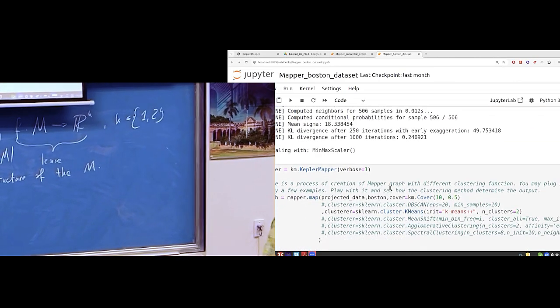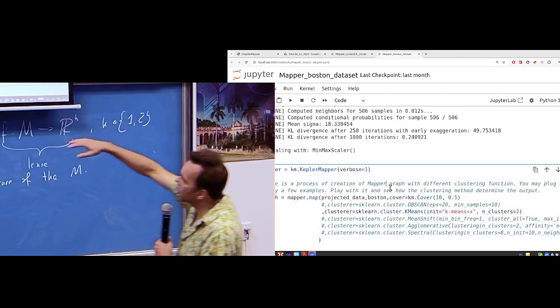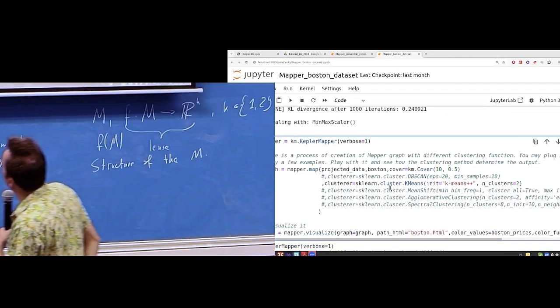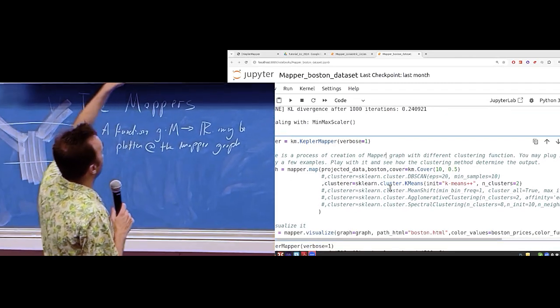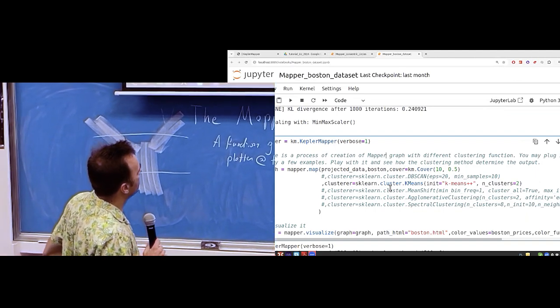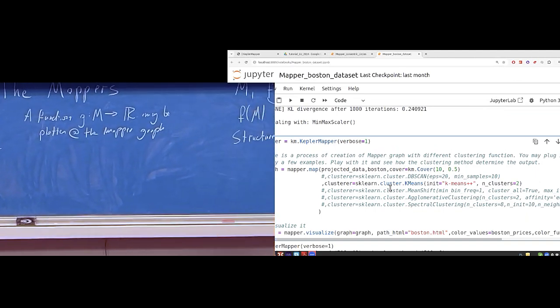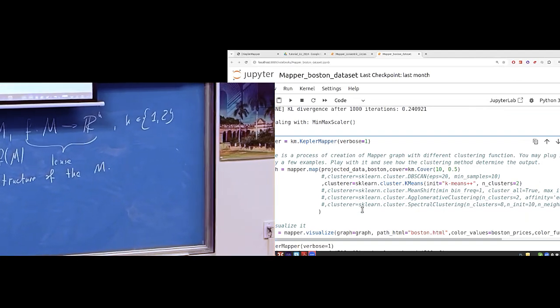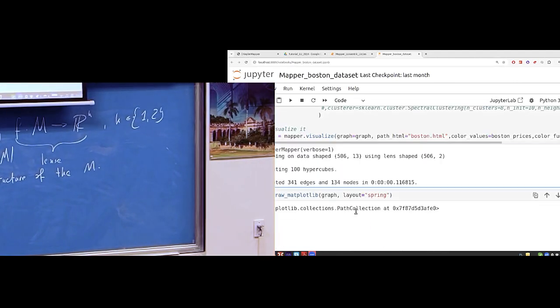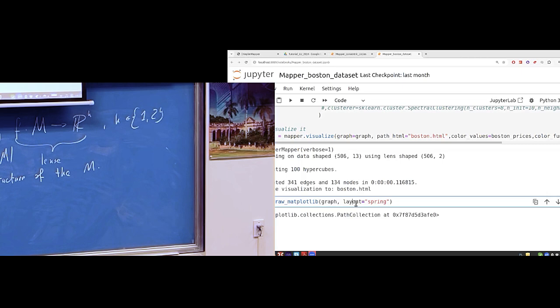And over here, if you play with it, you can actually comment, uncomment a number of different clustering algorithms from DBSCAN, k-means, mean shift, agglomerative, or spectral, and actually see how the structure depends on it. So I won't necessarily be doing it right now. Not necessarily we have time.